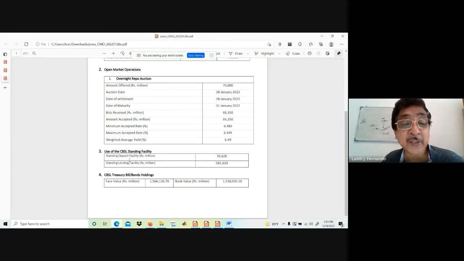Now, by this use of the CBSL standing facility, can anyone tell me what you can gauge from this? What is the understanding you get through these figures? I think they borrowed more than 10 times or 11 times what they deposit. So what is the meaning of that? What type of indication does it give? Yes. What type of indication does it give?